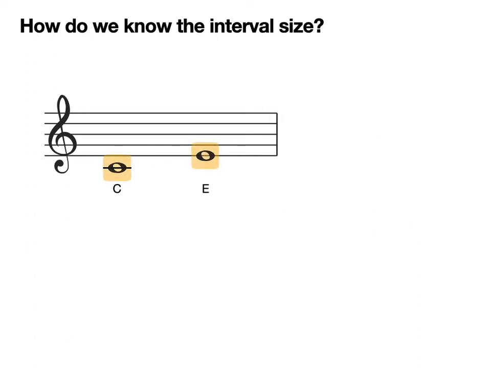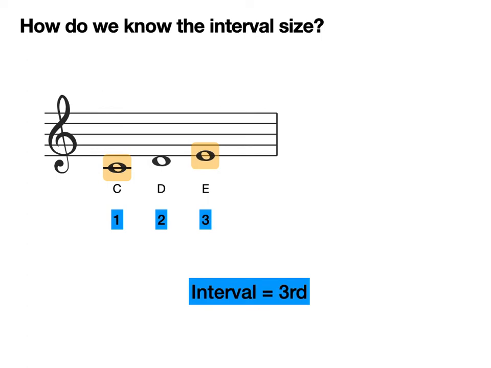So let's take a look at this interval. We have a C and an E. What is this interval's size? Let's write out the beginning of the scale. As you can see, this is the first, second, and third degrees of the C major scale, making this interval a third. E is a third away from C.